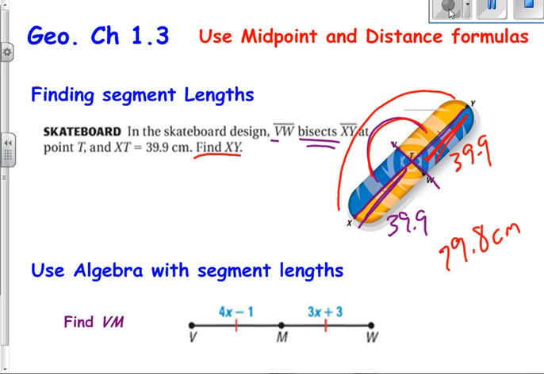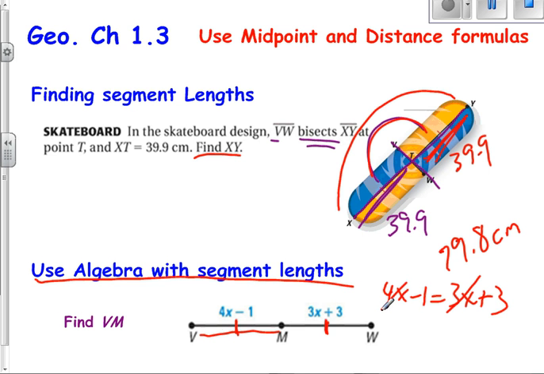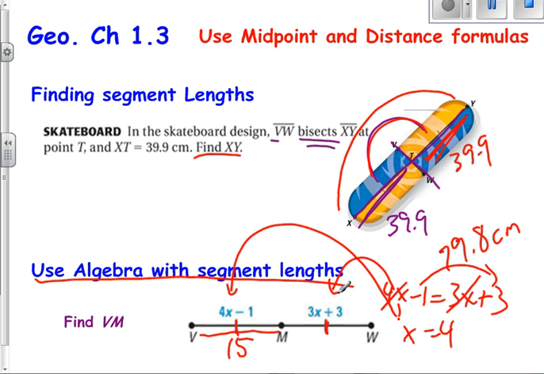Okay, use algebra with segment lengths. Find VM, so I'm trying to find that. These little marks right here tell me that those two segments are equal, so I can set them equal to each other. 4x minus 1 is equal to 3x plus 3. All right, let's get rid of the x's. That'll leave me x on the left. Pull the constant over there. That gives me 4, so I know that x is 4. Now you have to plug that back into your x value. So 4 times 4 minus 1 gives me 15. So I know that length is 15. And if you plug it in over here, 3 times 4 is 12, plus 3 is also 15. Okay.